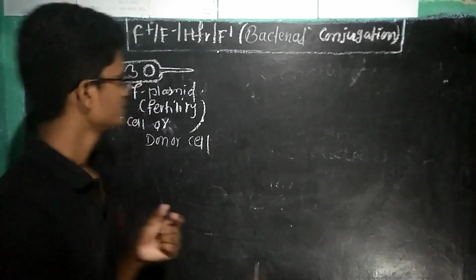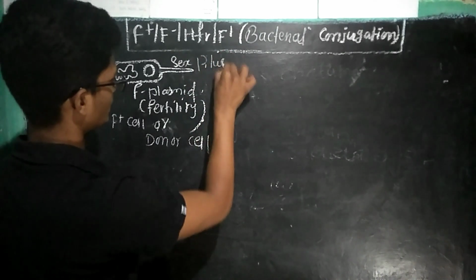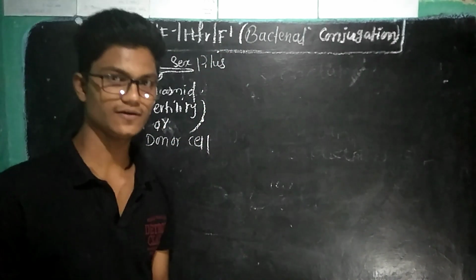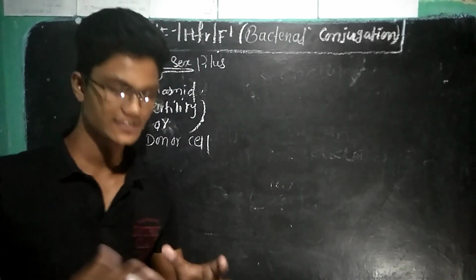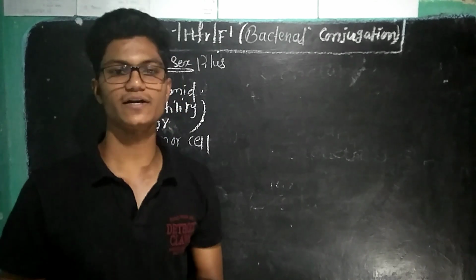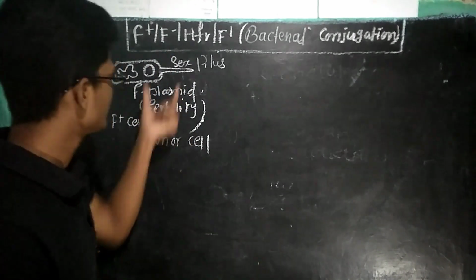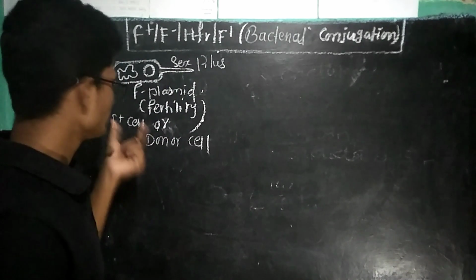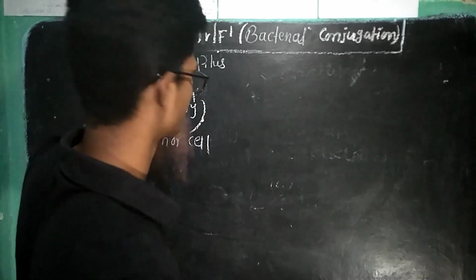This is the sex pilus present in the F plus cell. Now, what is the function of this sex pilus? The sex pilus is useful for interacting with another bacterial cell. So, this is the F plus cell containing the sex pilus. This F plus cell now interacts with another bacterial cell with the help of the sex pilus.